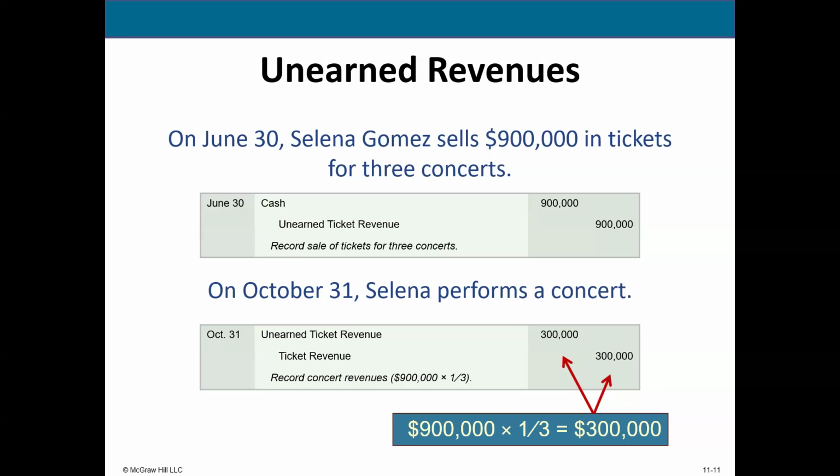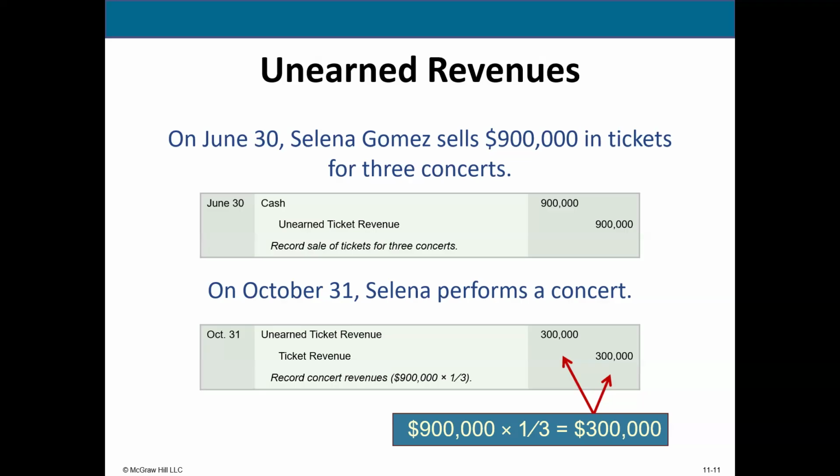So here we have an example. Selena Gomez sells $900,000 in ticket sales for 3 concerts. So she's got to make some entries on her books, and so it looks like this. So June 30, she received the cash for the concerts she has not yet performed. So the first thing she does is she debits cash 900,000 and then credits unearned ticket revenue 900,000.